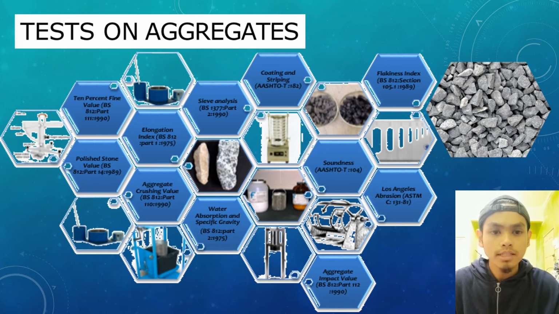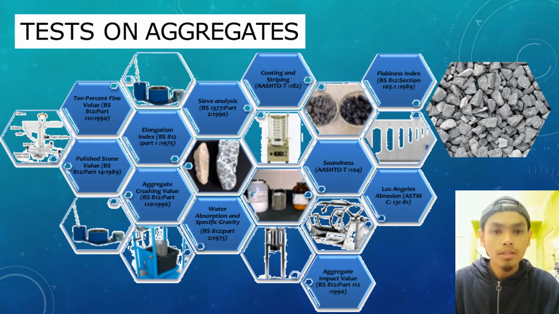Number 5, soundness to determine resistance to disintegration due to cycles of wetting and drying, heating and cooling. Number 6, flakiness index to determine the percentage of flaky aggregate. Number 7, elongation index to determine the percentage of elongated aggregate. Number 8, water absorption and specific gravity to indicate the strength and porosity of aggregate. Number 9, coating and stripping to determine the adhesion of the bitumen and the aggregate under the influence of water.